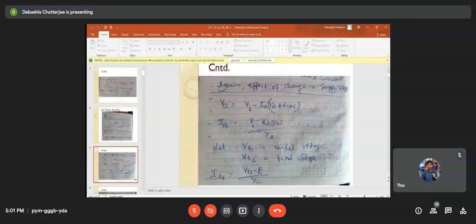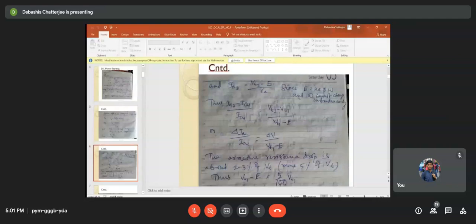Since E is K phi omega and omega cannot change instantaneously during this operation, when you suddenly remove the resistance, like at starting, we can assume it's a mechanical system. Suddenly your speed will not change. So E will remain the same in both cases.